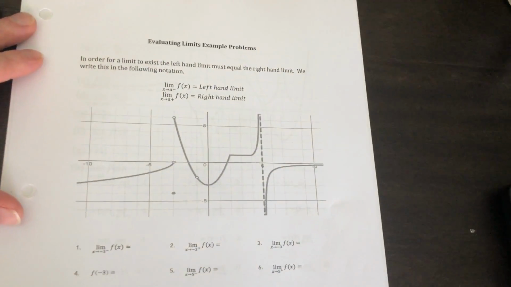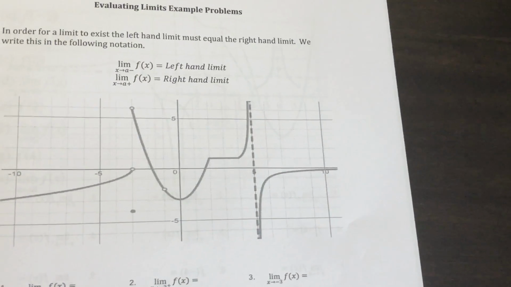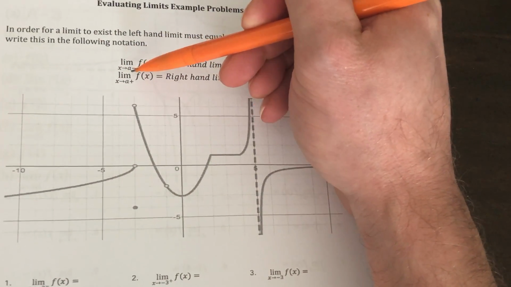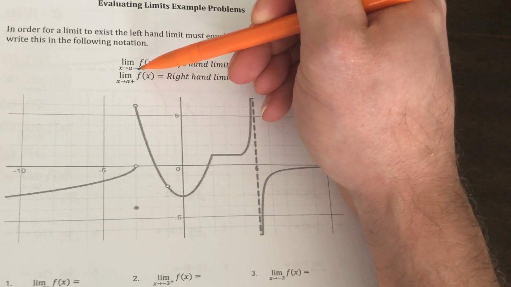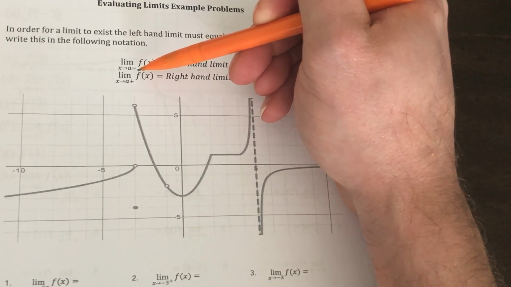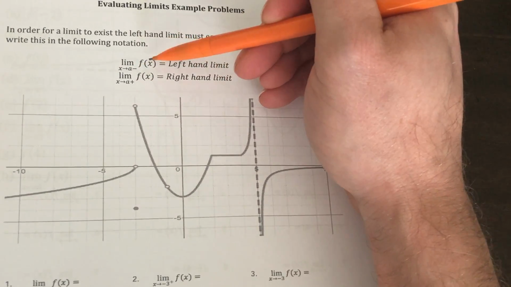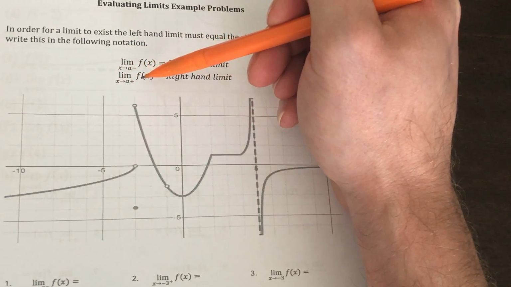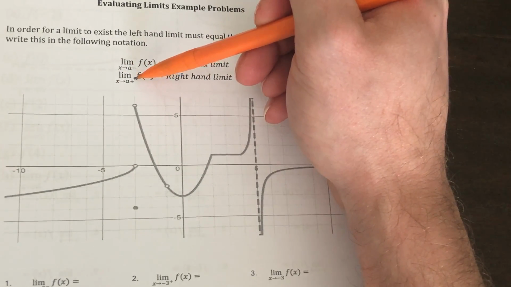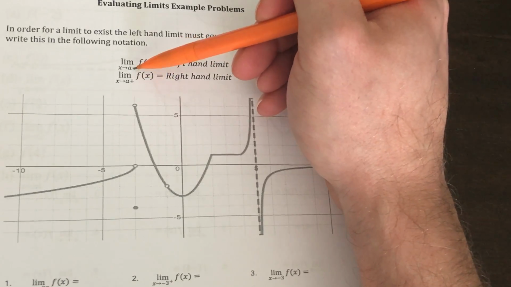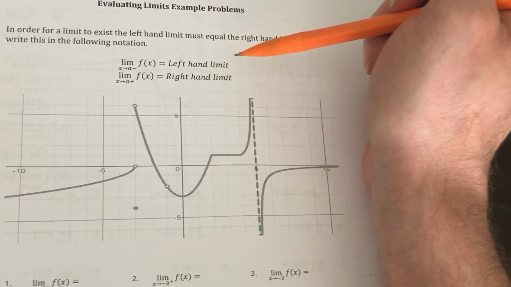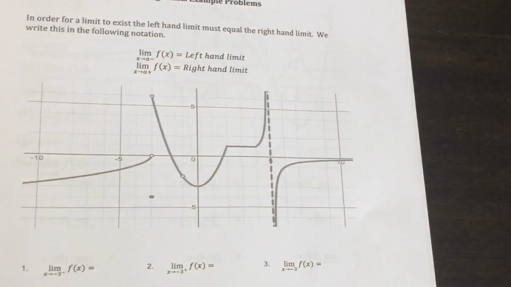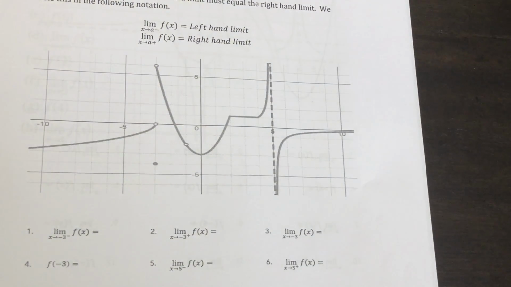Okay, so let's zoom in just a little bit. This is read as the limit as x approaches a from the left-hand side. That's not a negative a, that's from the left-hand side of f of x, so that's called the left-hand limit. The limit as x approaches a from the positive side is the right-hand limit. So left-hand side, right-hand side. In order for a limit to exist, they must approach the same value.